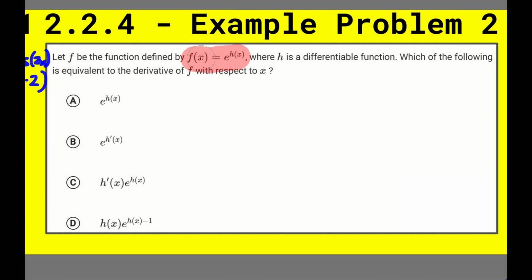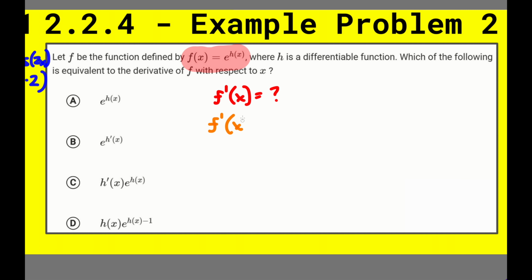h is differentiable, so that means the derivative exists everywhere, which is great. Which of the following is equivalent to the derivative of f with respect to x? So we need to figure out what is f prime of x. That is essentially what we're looking for. We're going to need chain rule on this.